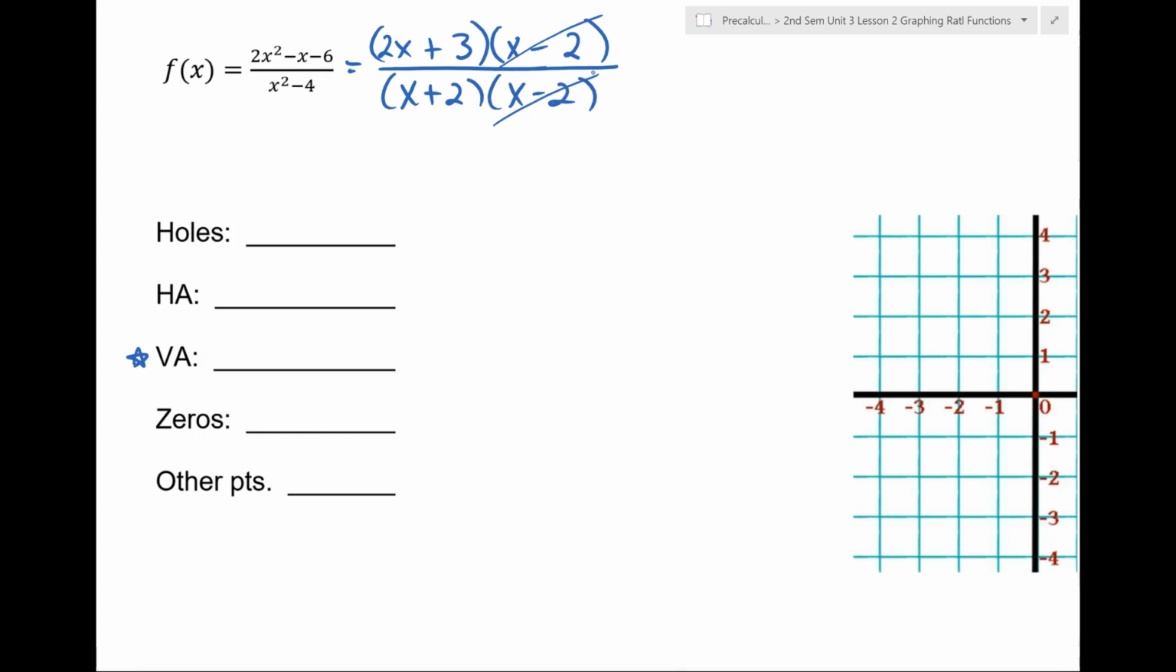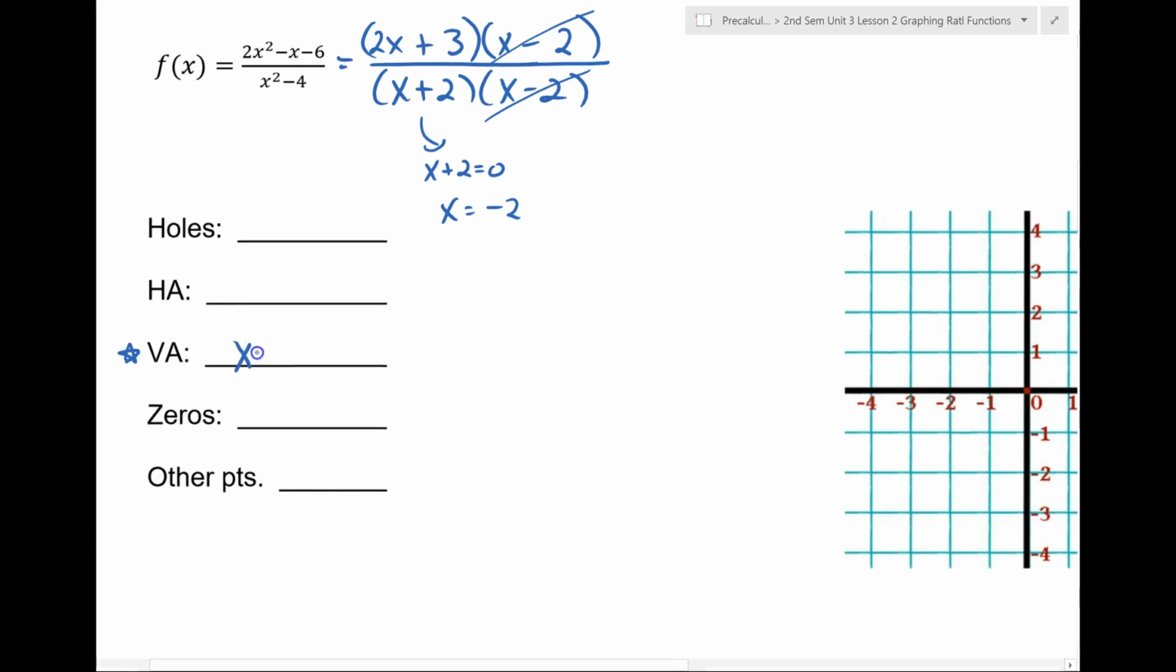But remember, when you're working with your vertical asymptote, it's just where your denominator is equal to 0 after you take the common factor out. So all you'd have to do is go x plus 2 is equal to 0. X is going to equal what? A negative 2. Remember, if you can do that in your head, that's okay. That's a pretty simple one to do. So I have a line at x equals negative 2.